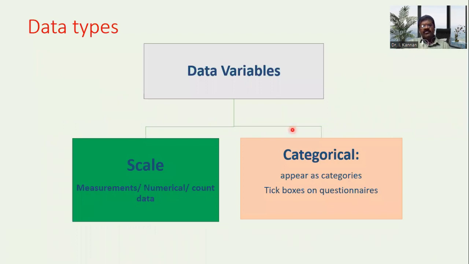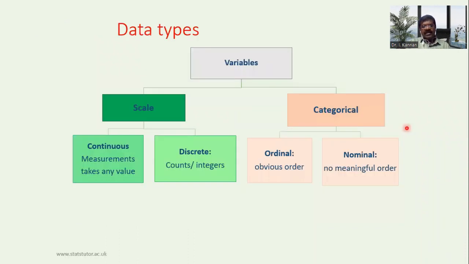If you take data, it broadly falls into either scale or categorical. So for your variable, the first thing you have to do is identify whether it is scale or categorical. The scale can again be of two types, continuous and discrete. The categorical variable can again be categorized as ordinal and nominal. We'll see some examples to understand what these are.